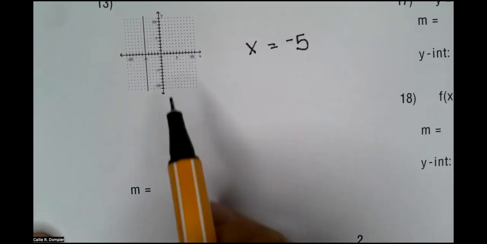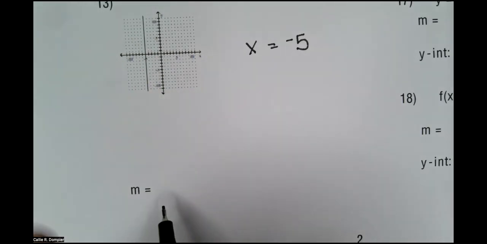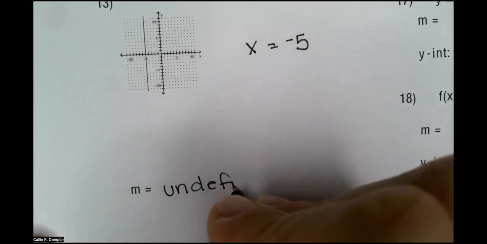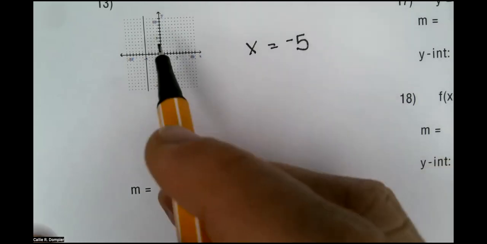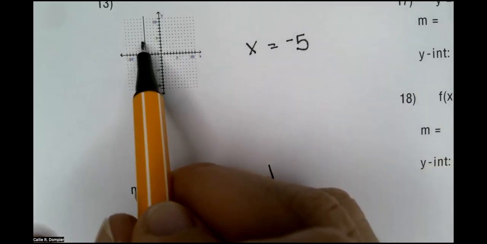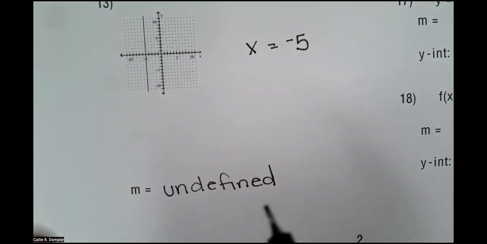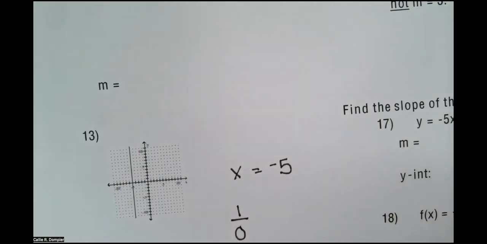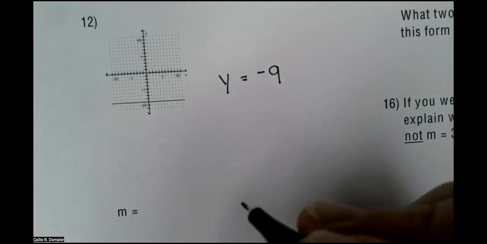But what is the slope if x is -5? The slope isn't -5. The slope is undefined. It is too steep. If I go up, I don't go left or right any, so that's undefined. That would be up 1 over 0. Anything divided by 0 is undefined.